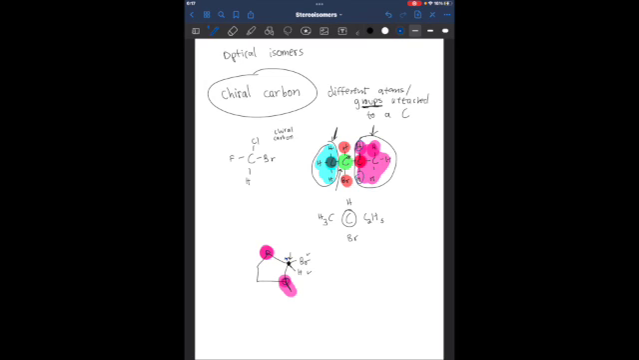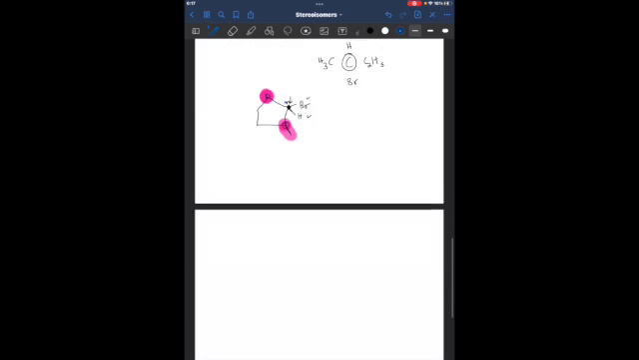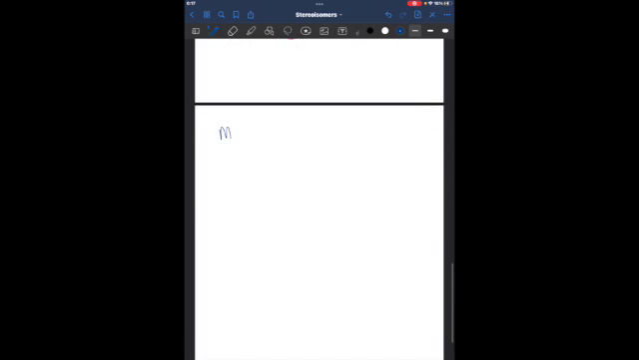So we're looking for carbons attached to 4 different atoms or groups of atoms. So you need to look at the entire molecule to figure out if you have a chiral carbon. All right, so if I know that I have a chiral carbon, if I have a molecule with a chiral carbon, then I can have optical isomers.